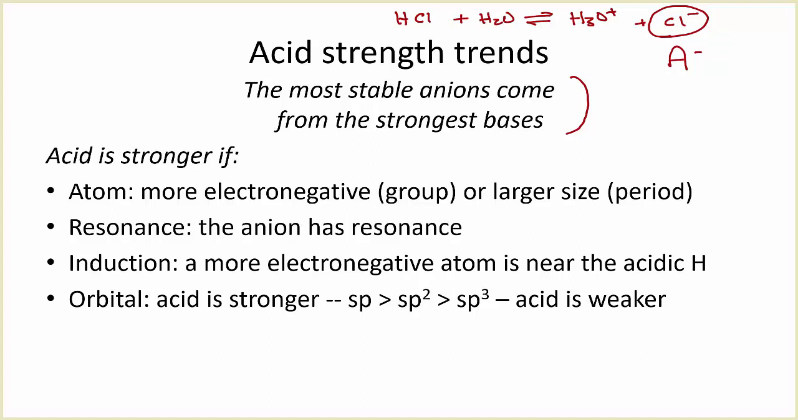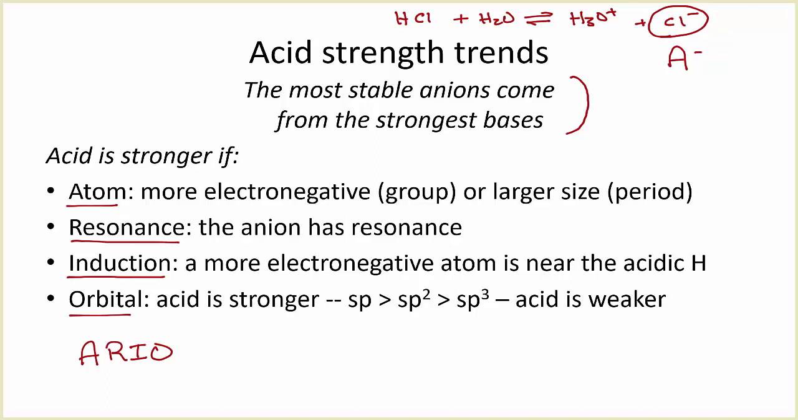There are 2 books, and he talks about how he teaches his students to determine acid strength based on the structure of the anion. The first thing that he has them look at is the atom. The second thing is resonance, which we talked about earlier. Induction is a new term, and then orbital hybridization is the fourth thing. He refers to this as ARIO. These are all the things that you would check to determine whether an acid is stronger or weaker.